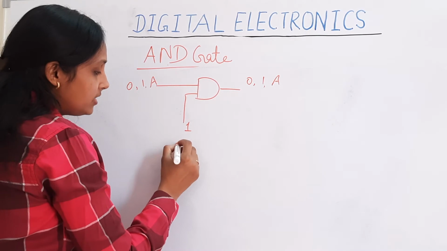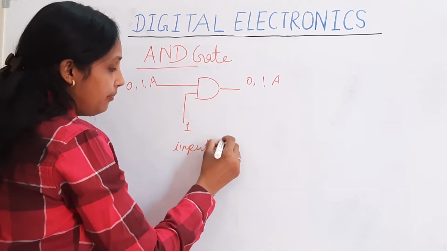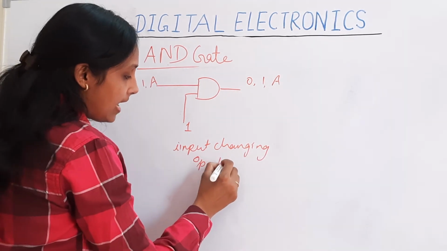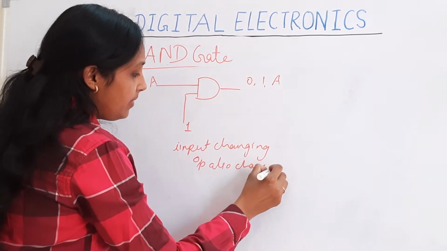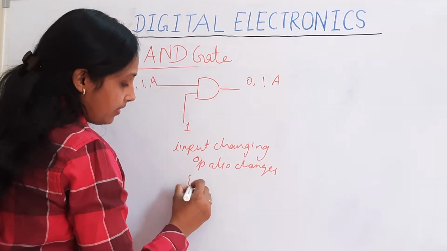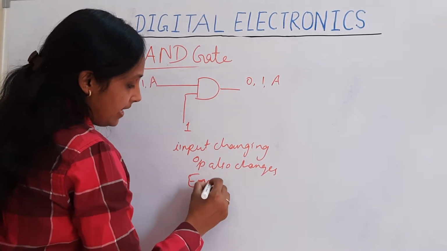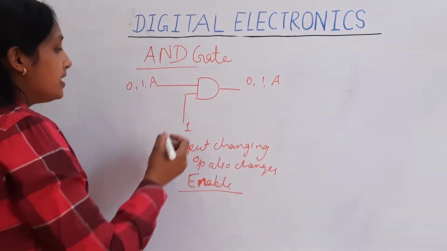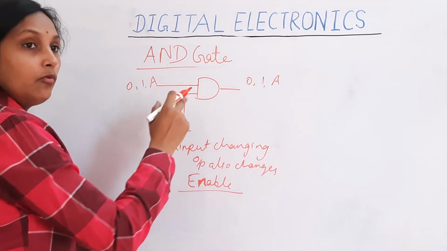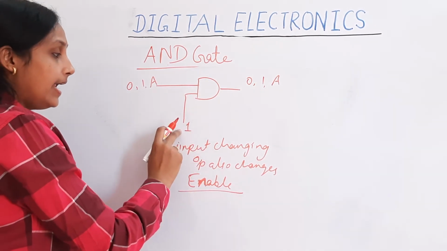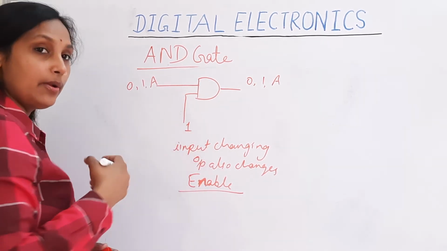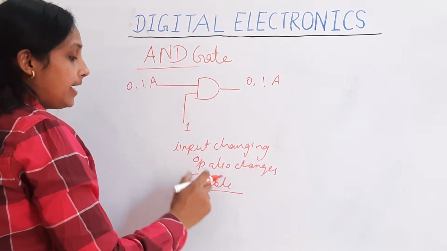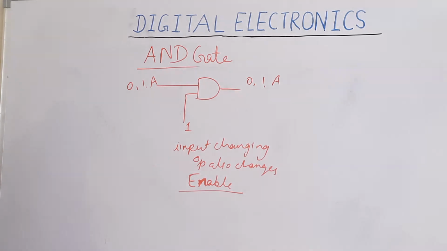It means when you change the values of the input, the output also changes. That means this logic 1 makes it enable. So when you connect one input of the AND gate permanently to high or logic 1, the circuit behaves like enable. It enables this AND gate.